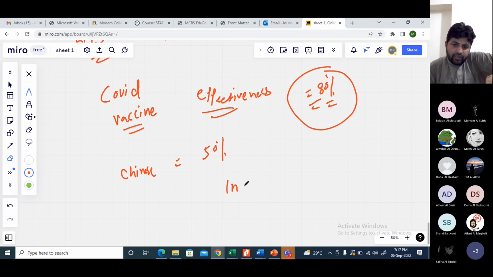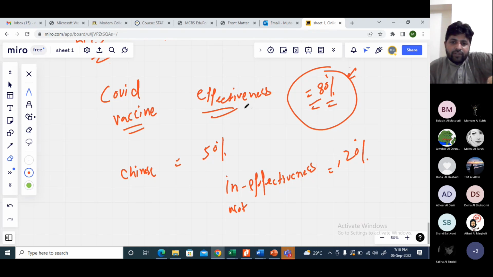So if a vaccine is 80% effective, what is the percentage for ineffectiveness? If the vaccine is effective by 80%, what is the percentage for ineffectiveness? Do you know? If the vaccine is not effective, you can say 20%. Okay.